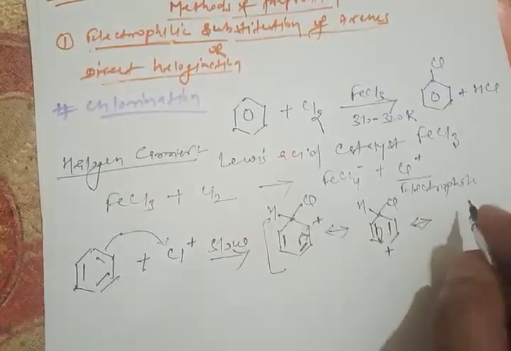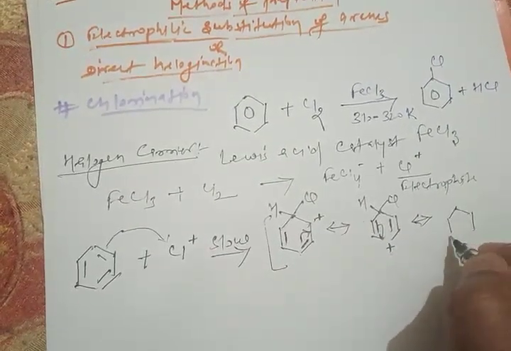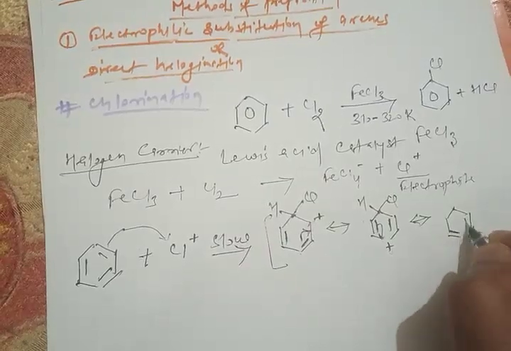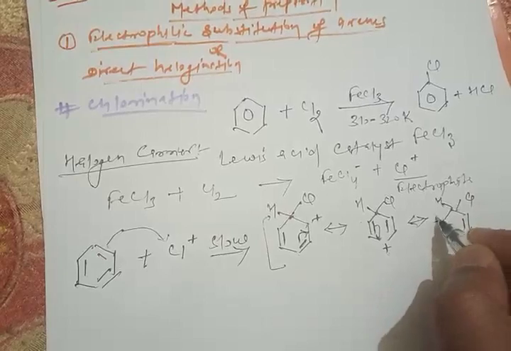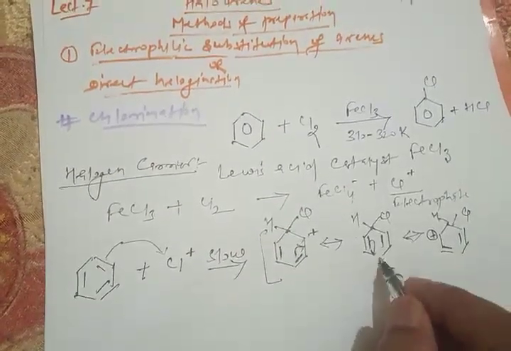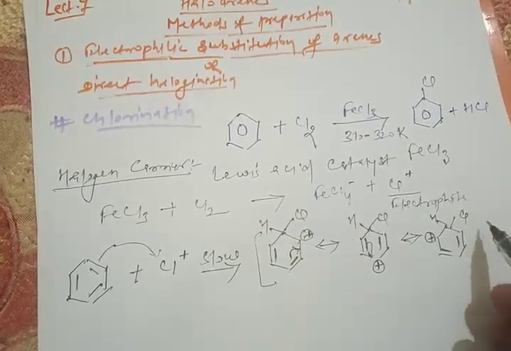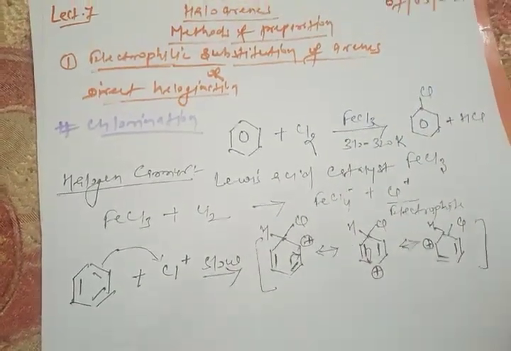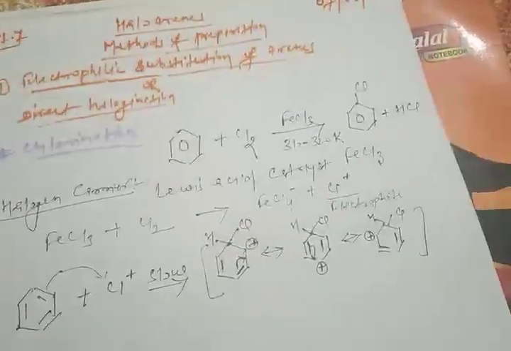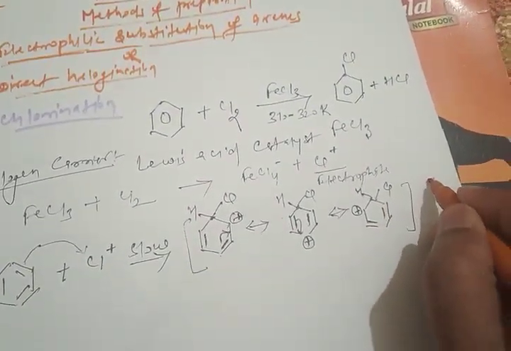In the next stage, this and this, H and Cl, and this is a plus charge. So these three positions carry the plus charge. Ultimately we will get a collective resonating structure, and that is like this.